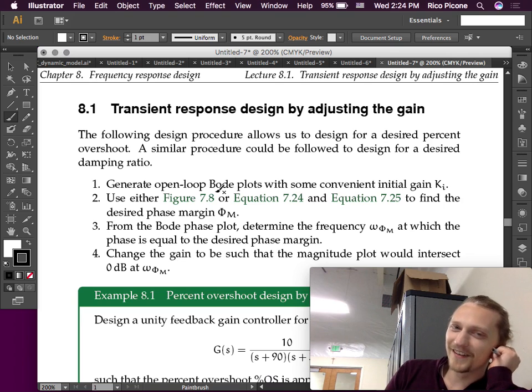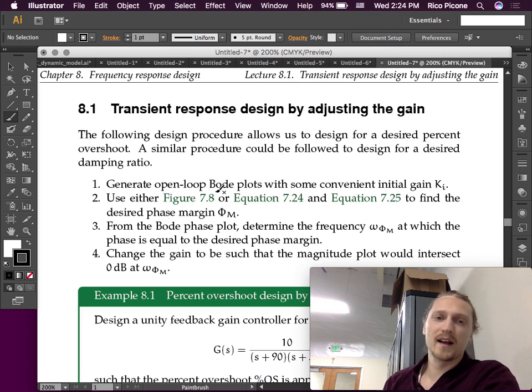So, okay, we're going to do transient response design by gain adjustment. Just a pretty simple controller design, just a proportional controller. The following design procedure allows us to design for a desired % overshoot. Okay, so that's what this procedure allows us to do.